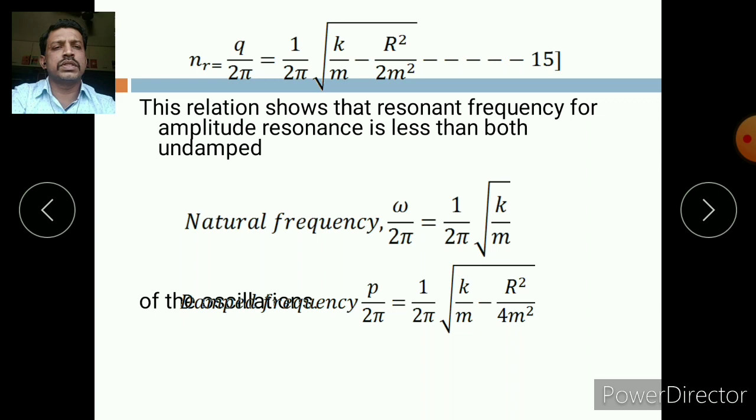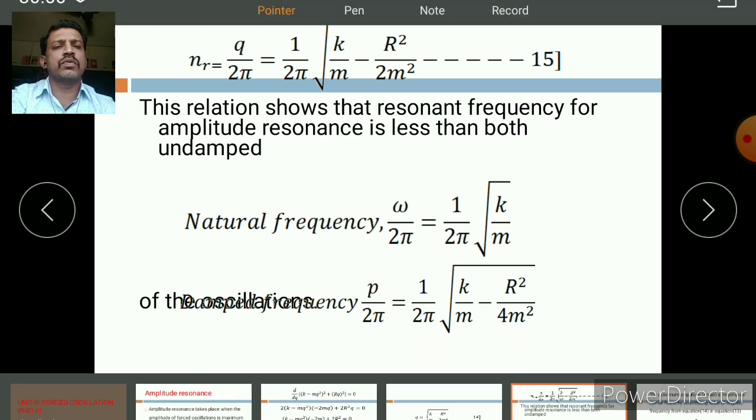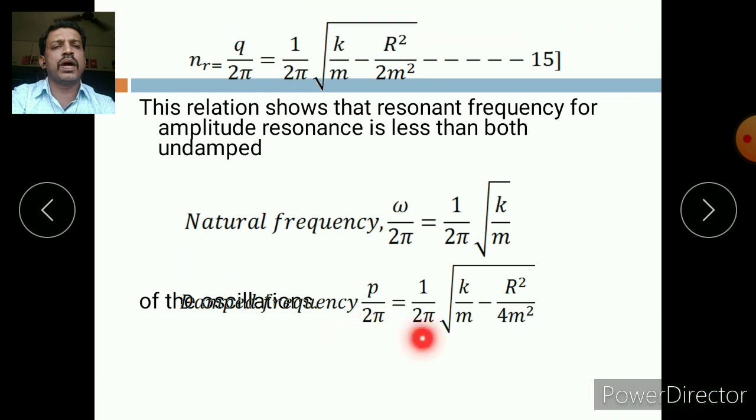So this is the oscillatory frequency, given by p upon 2 pi equal to 1 upon 2 pi under root k by m minus r square upon 4m square. Okay, just what we do here, we keep the value of 2 pi, and therefore you will get an equation like this.